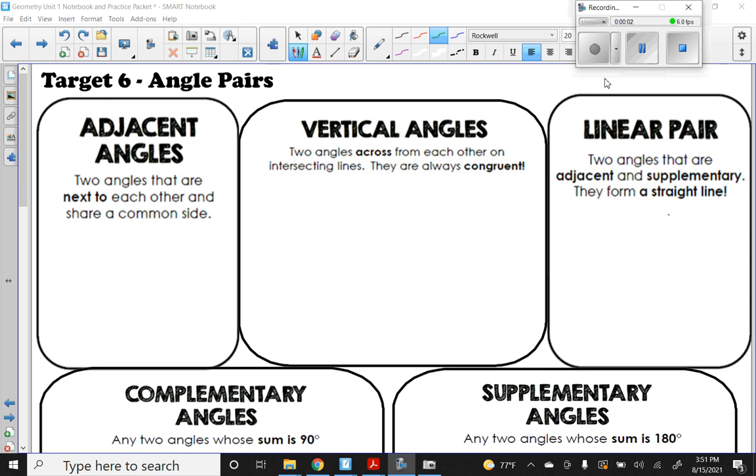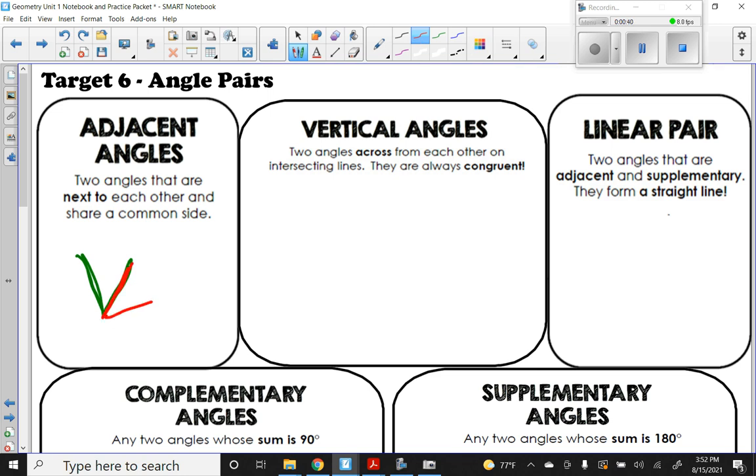All right, our last set of notes, our last target, I guess you could say, for Unit 1 is our angle pairs. So we have a little graphic organizer on this page. We target 6 starts. Our first set is adjacent angles. Adjacent angles are two angles that are next to each other and share a common side. What they measure doesn't matter. What matters is that two angles have to be next to each other. That's all there is to it.